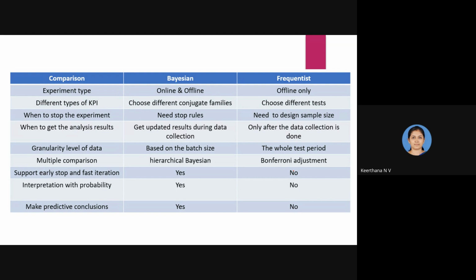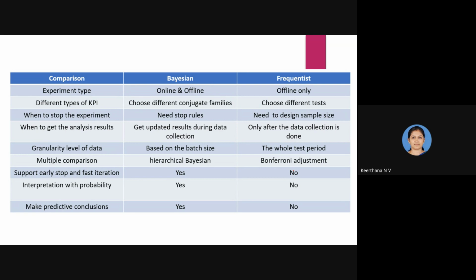What are the multiple comparisons you can take? There are varieties of Bayesian: naive Bayes, hierarchical Bayesian, co-clustering Bayesian, agglomerative Bayesian, like that. Many types of Bayesian are available. So it works in a hierarchical manner, but in frequentist tests, it occurs in a narrow band manner. Technically we can call that Bonferroni adjustment. The next thing is support for early stop and fast iteration. Yes, you can stop Bayesian early, but a frequentist test you cannot stop at an intermediate point. It has to complete the whole run, and after that you can stop this approach.